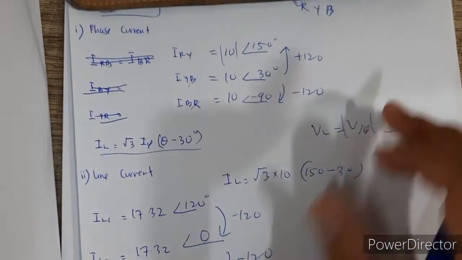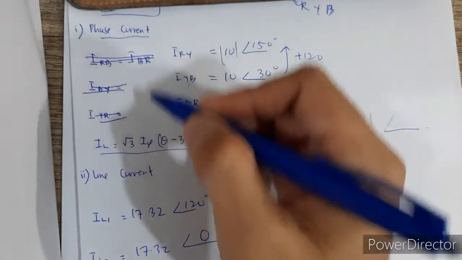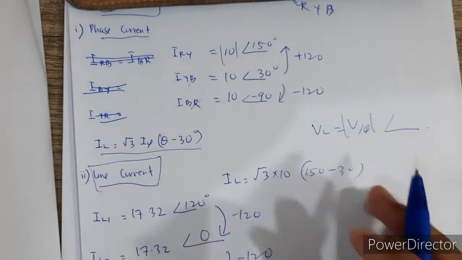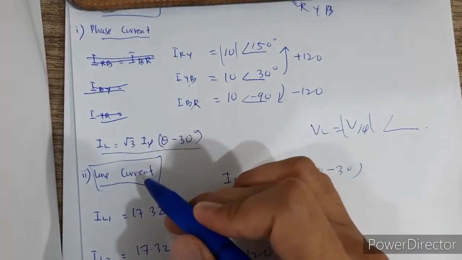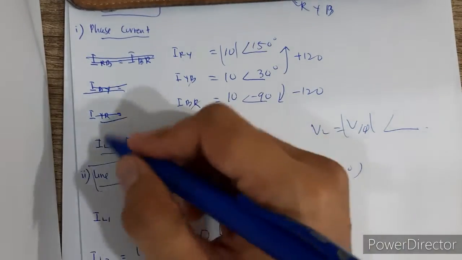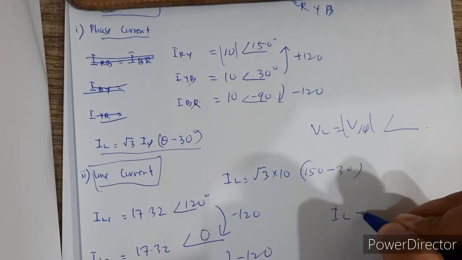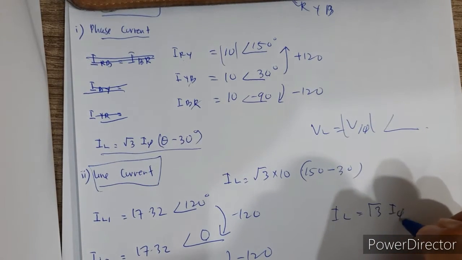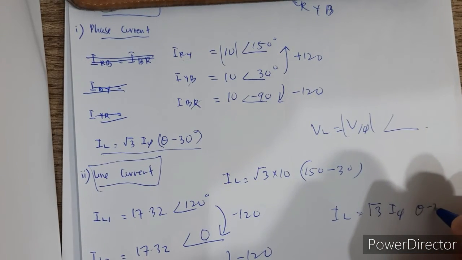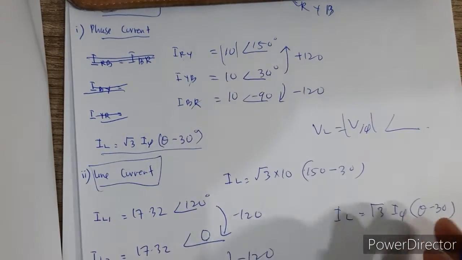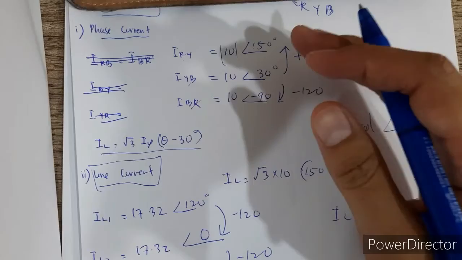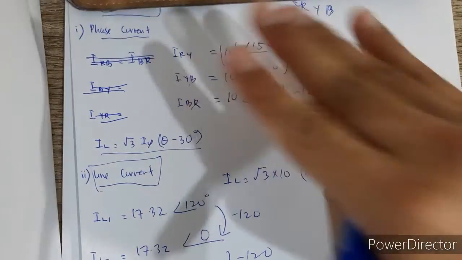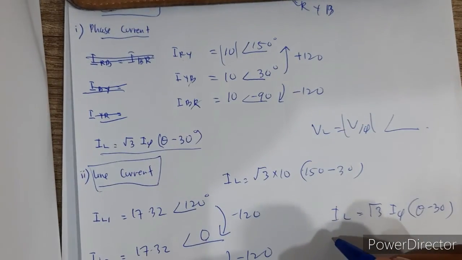Okay, so this one, if they give the phase parameter, we want to determine the line parameter. Given phase current, we want to determine line current. So we use this formula I line equals square root of 3 I phase, theta minus 30. Okay, what if what they give is I line? Okay, for example, we take this back assuming that we do not know this parameter. Okay, they give I line which is 17.32.